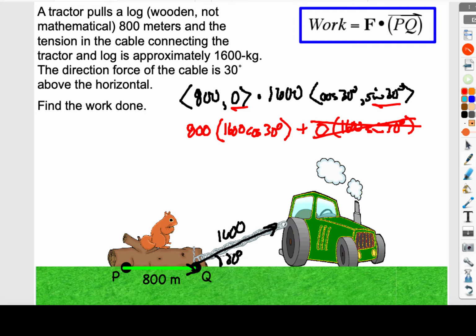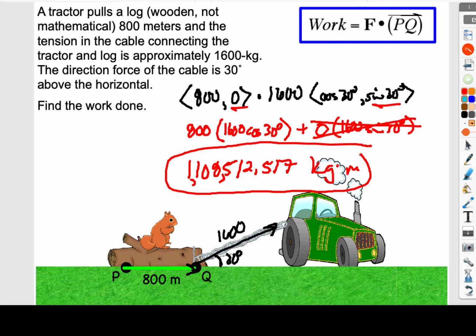And we just have to type it in the calculator then. 800 times 1,600 cosine 30. Make sure you're in degree mode. And we get 1,108,512.517. And again, let's throw a couple of commas in there. So a little over 1 million, and we're talking in kilogram meters, so we're just going to say kg meters. I know it's kind of a weird label, but again, that's the way work works.